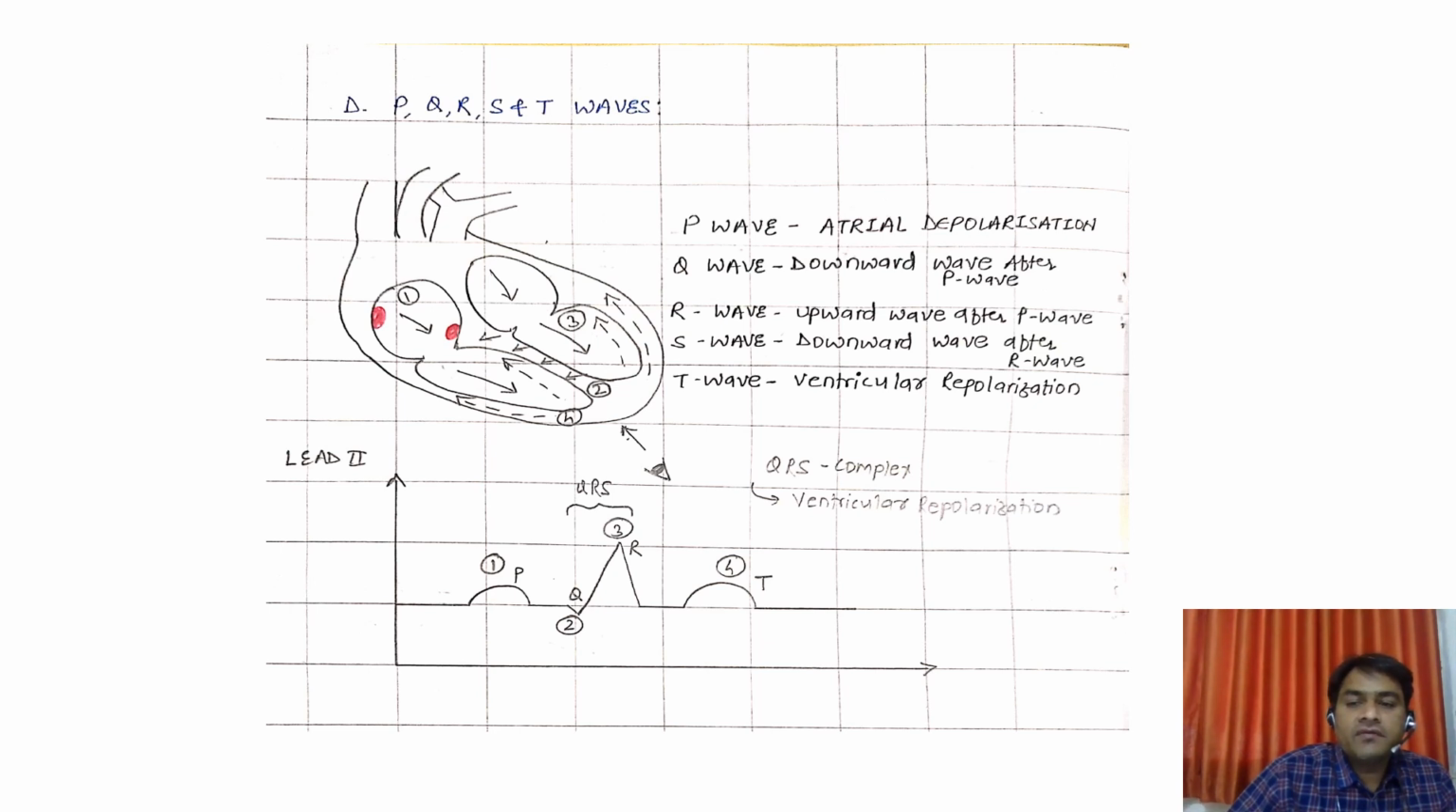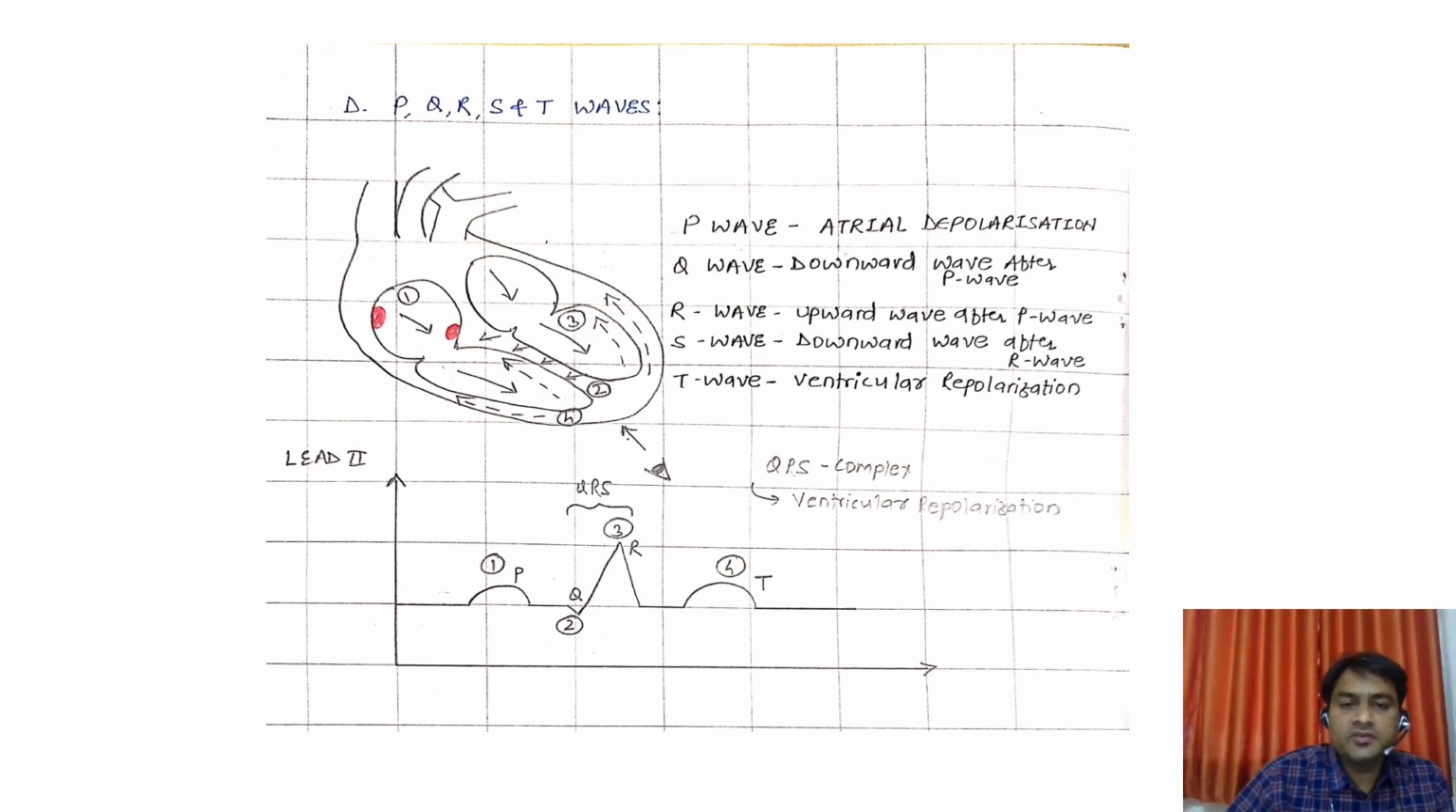It's a downward wave after the R wave because of the depolarization of the pulmonary conus and posterior ventral part of the left ventricle. So that's why it is negative. So QRS is because of ventricular depolarization, but in ventricular depolarization there are different components.